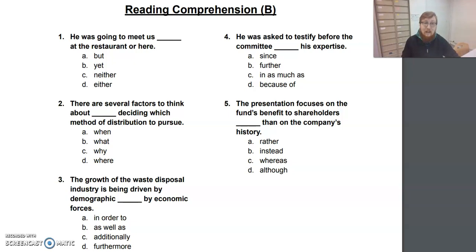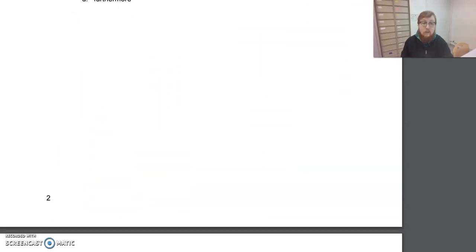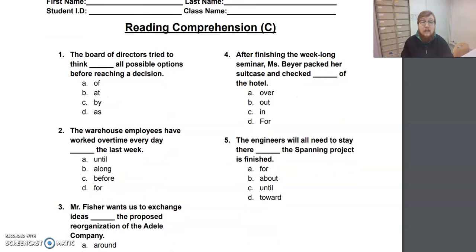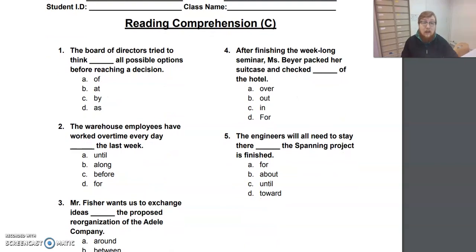So when deciding which method of distribution to pursue, and that's connected to think about in the process of thinking about something. So maybe it's preposition based. Maybe the issue is conjugation based. Maybe the relationship is conjunctions and negation, or conjunctions and temporal phrases or words. This will help students understand what they're missing and why in this specific feature. Moving forward, the board of directors try to think blank all possible options before reaching a decision.